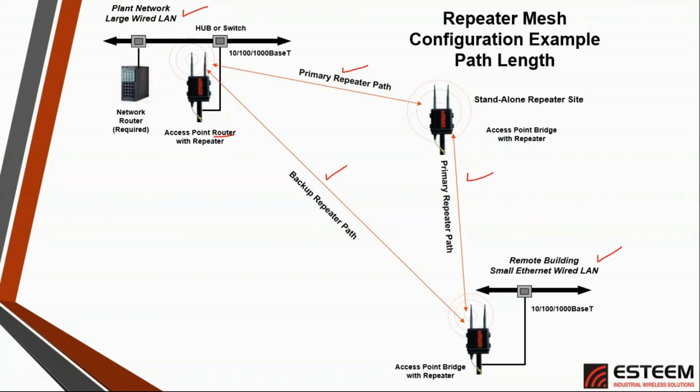So what we really want to do is get rid of this one here, and have the link going between the base and our remote through the repeater site be the primary path, with the direct link as the backup path. Let's take a look at what happens then. How do we get this to work?